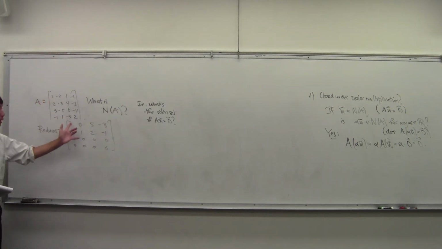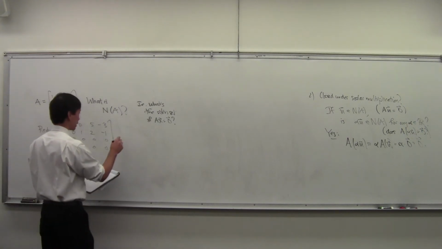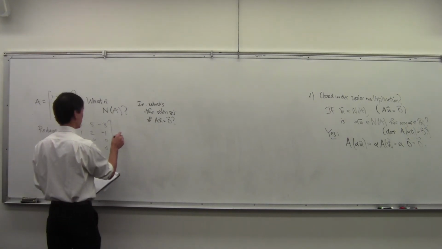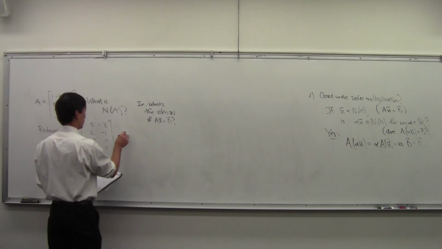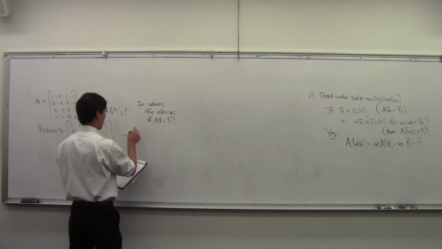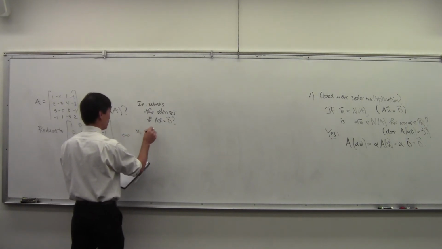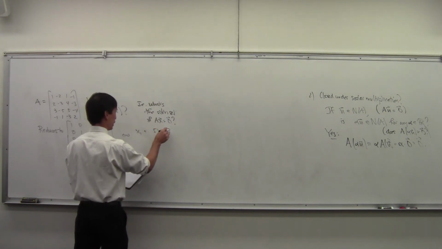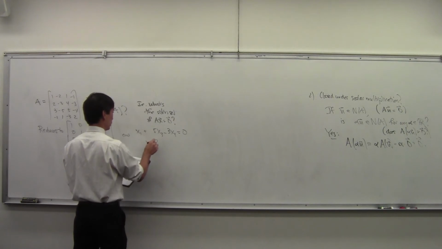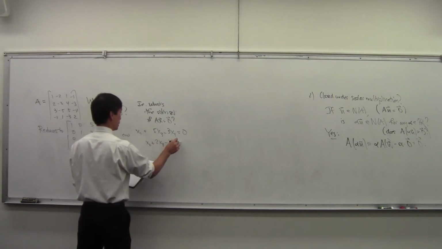You use your Gauss-Jordan reduction, come down to here, and you'd say, okay, this is the same thing. So the system that we're looking at is x1 plus 5x3 minus 3x4 equals 0, and x2 plus 2x3 minus x4 is equal to 0.